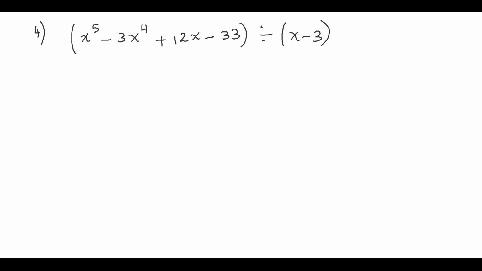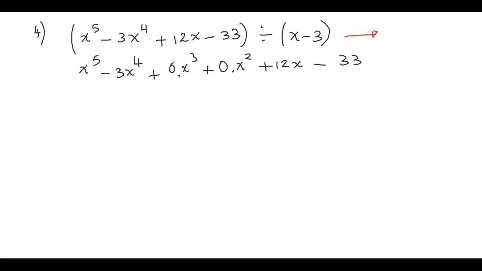Before we do that, let's write the polynomial, because there are terms missing. There is no x cubed, so we have to put 0 for the x to the power 3. And there is no x squared again, so we put 0 for x squared, plus 12x minus 33. Again, this is the same problem. From x minus 3, we have to switch the sign to plus 3. That is going to be our divisor.